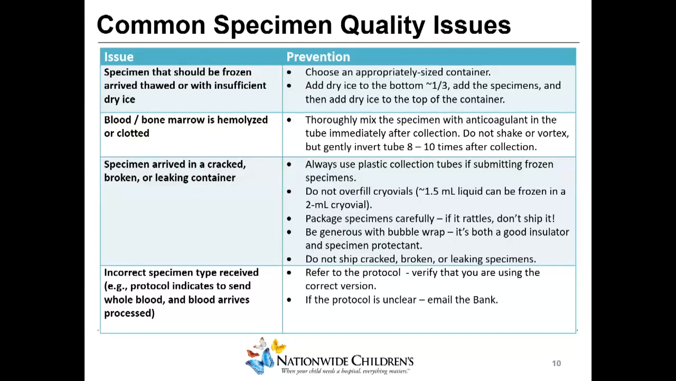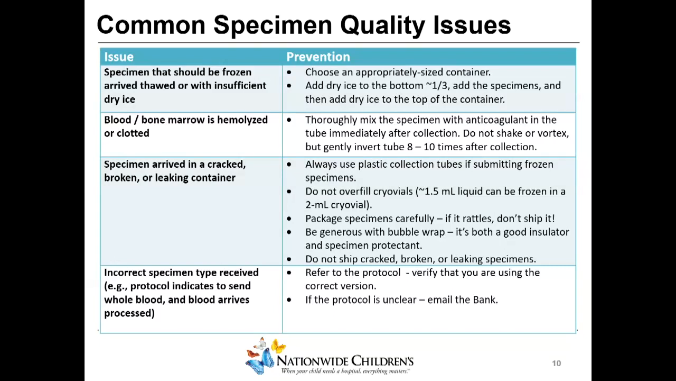Some common specimen quality issues that we see at the bank include specimens arriving without sufficient dry ice or even thawed. To correct this, make sure you're choosing a large enough container to hold enough dry ice and that you are sandwiching the specimens in the dry ice so that they remain completely covered during transit.